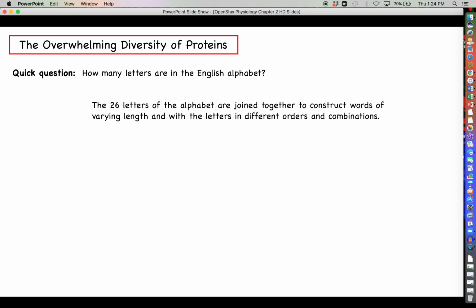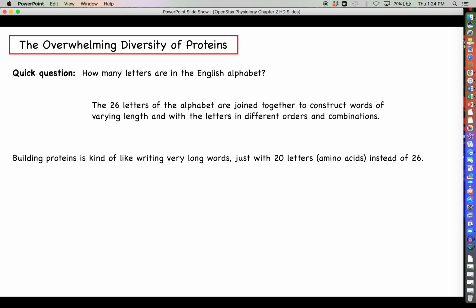We have short words. We have some words that are only 2 letters long. We've got some words that are 20 letters long. They can have any number of different combinations of letters in any different order, right? So that means that there should be a nearly infinite list of different words because we have nearly an infinite different number of ways to put those letters together to make the words. So what we're going to see here in this little activity is that building proteins is kind of like just writing really, really, really long words, just with 20 letters or amino acids instead of 26.